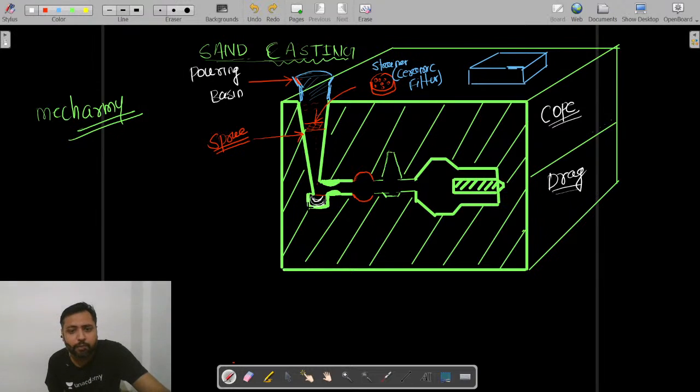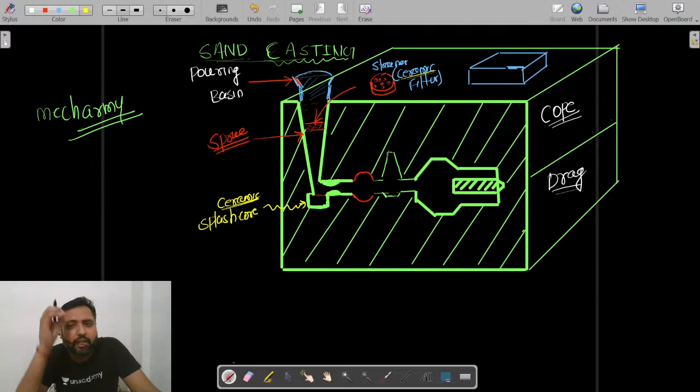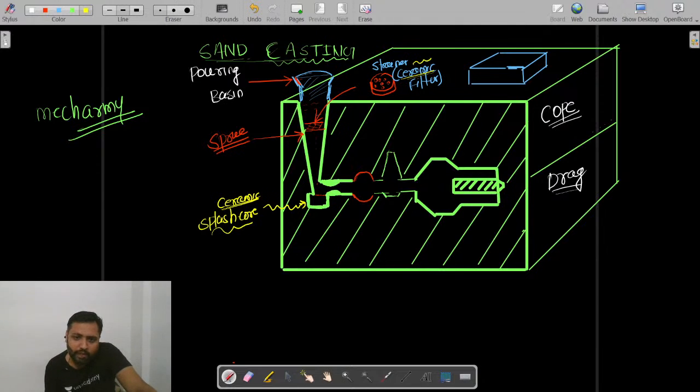At the bottom of the sprue, we place something called a ceramic splash core. And this is ceramic. Here also ceramic. Why? Because ceramic is a highly refractory material. It will not melt or burn or fuse under the high heat of the molten metal that you are pouring. That's why a strainer is also made out of ceramic. This splash core that you are placing here is also made out of what? Ceramic.